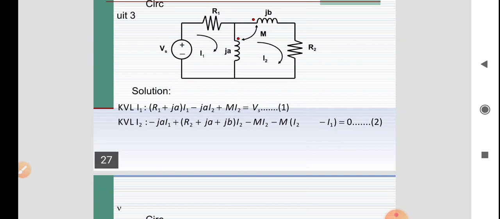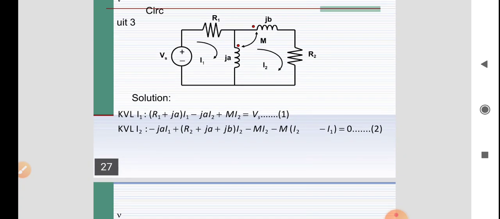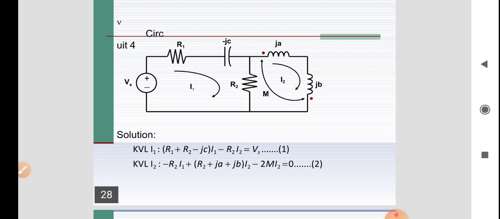But as I am writing the mutual inductance minus M, the dot is present near to the JB, so I need to write down the opposite current, that is, the dot which is opposite to the JB is I2 minus I1. So that is the reason here I am writing minus M into I2 minus I1 equal to 0.